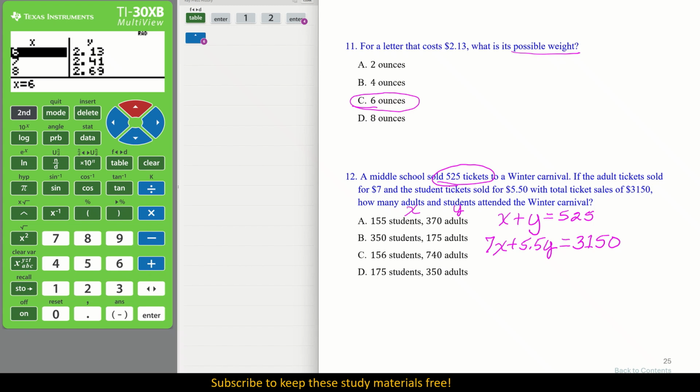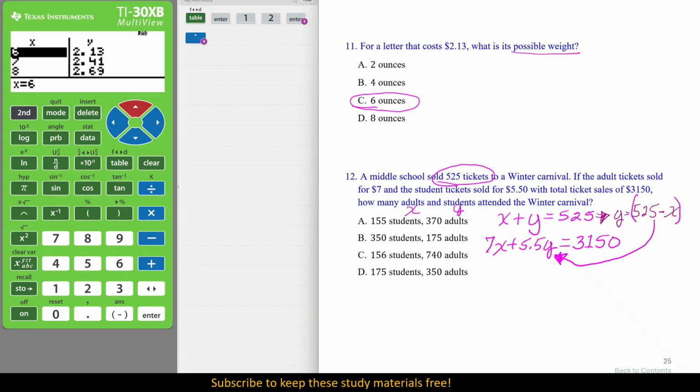So what do we do? This is what we do. Let me change colors here. Let's look at this equation first, and let's say y equals 525 minus x. That will be the expression that we use to put into our y.